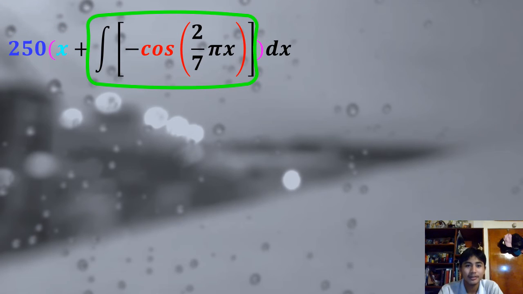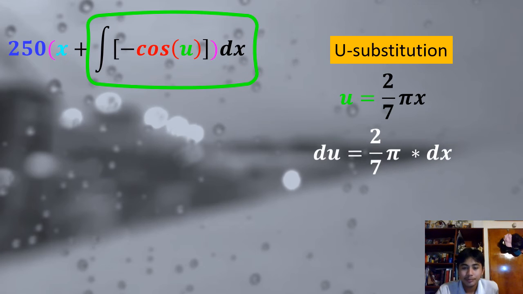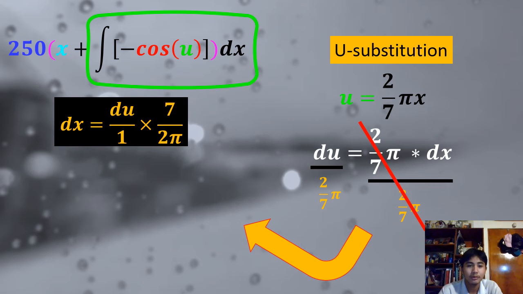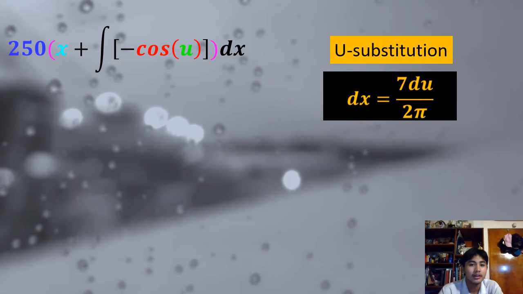And now we have just the cosine, right? We have the cosine thing that we have to solve. And given it's pretty complicated, we have a technique called u substitution, which is pretty complicated, but it'll do the job for us. So basically we replace the angle with a u, and then we find du, and we divide from both sides to isolate the dx, so we can substitute for dx. And so we figured out that dx is equal to 7 du over 2 pi. And we substitute that into our equation like this.